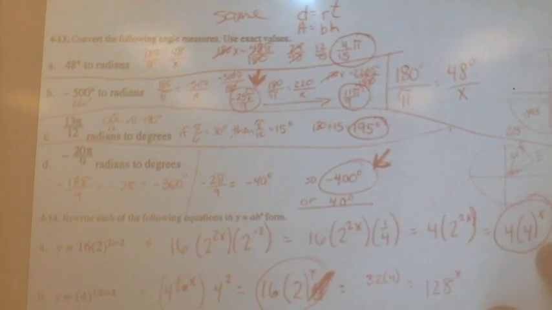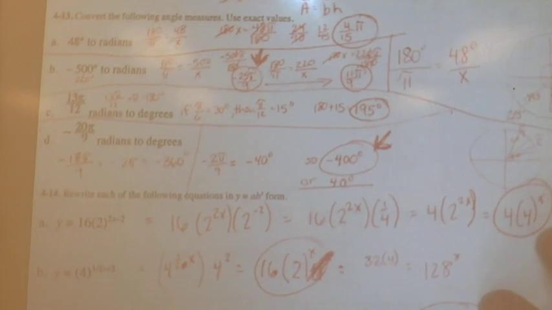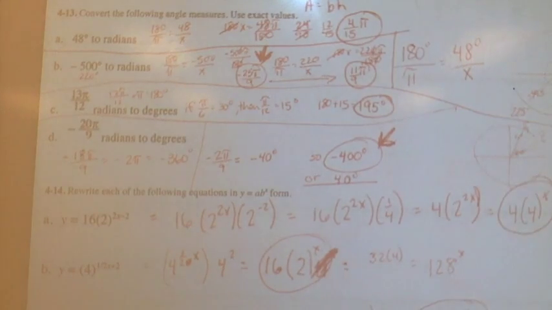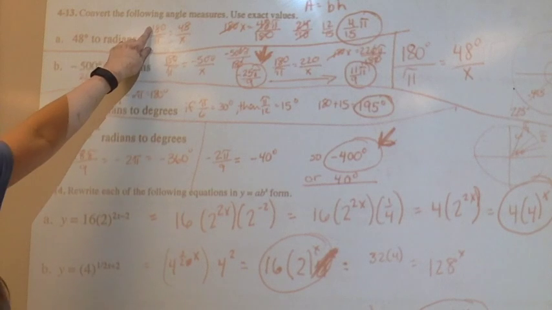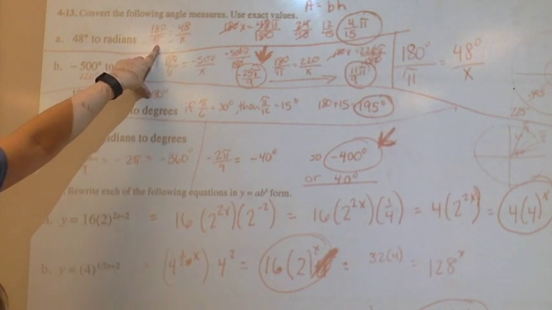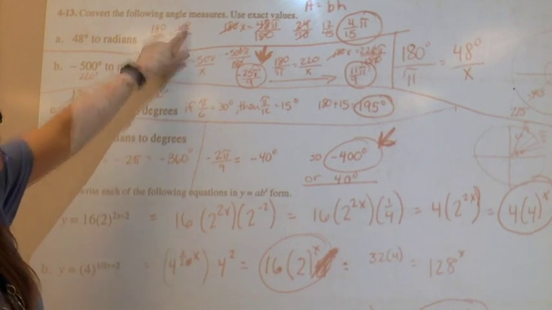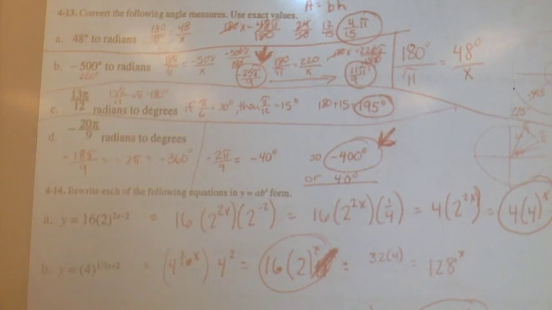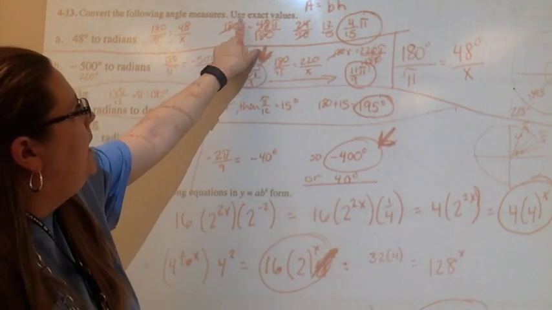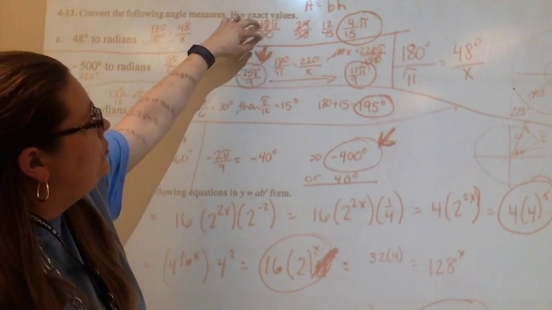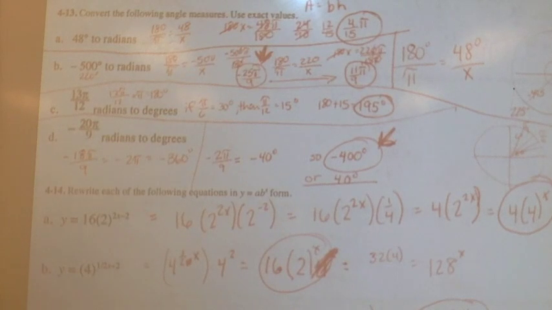4-13. It says convert the following angle measures. We did something very similar to this in class recently. So you can use your unit circle for this, or you can simply use a ratio. If we know that there's 180 degrees in pi radians, then you can set that equal to 48 degrees in x radians and simply cross multiply. When you cross multiply here, you get 180 times x equals 48 times pi. Divide both sides by 180 and just reduce your fraction, and you end up with 4 pi over 15.